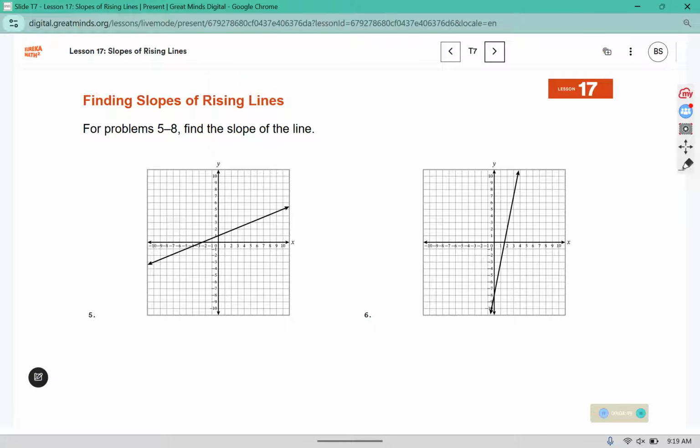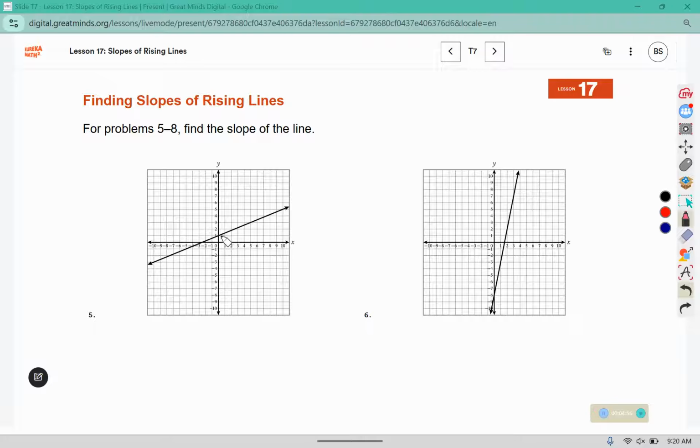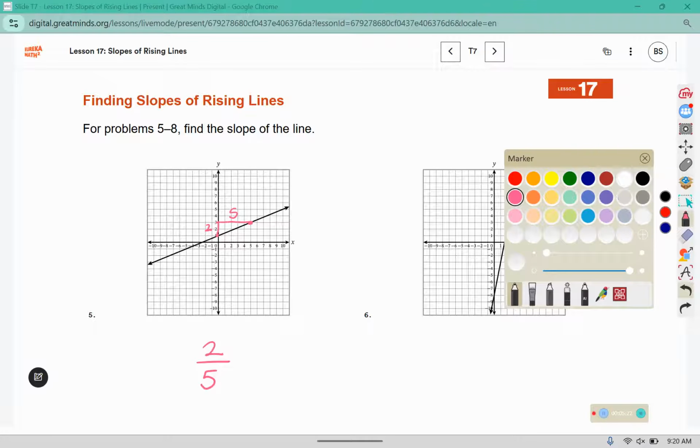For problems 5 through 8, find the slope of the line. So we're looking for spots where they cross in the corner. This one appears to have gone up 2 and over 5. So we do the y change divided by the change in the x direction. That fraction can't be reduced, so we'll just leave it as 2/5.